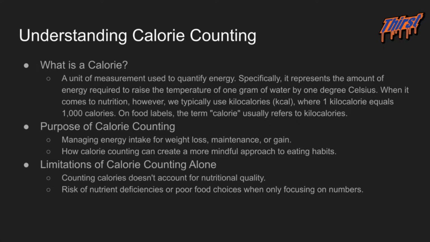A calorie is just a unit of measurement used to quantify energy. Specifically, it represents the amount of energy required to raise the temperature of 1 gram of water by 1 degree Celsius. When it comes to nutrition, however, we typically use kilocalories, or what people call kcals, where 1 kilocalorie equals 1,000 calories. On food labels, the term calorie usually refers to kilocalories.